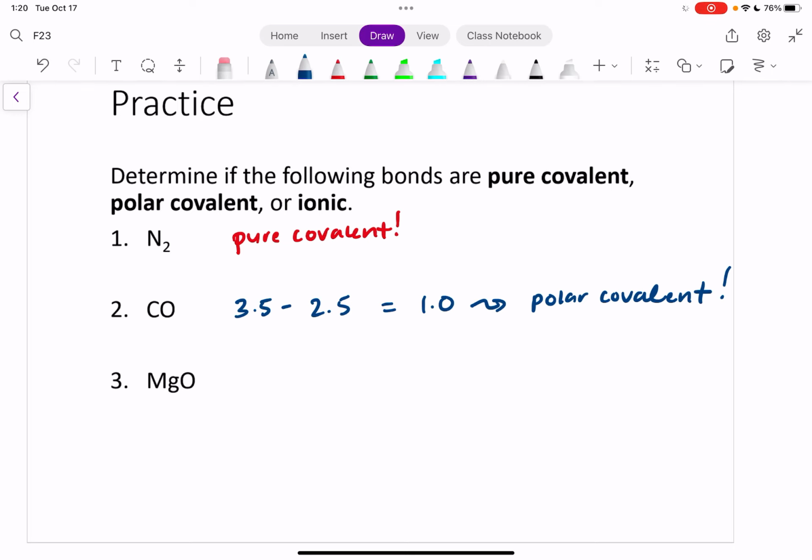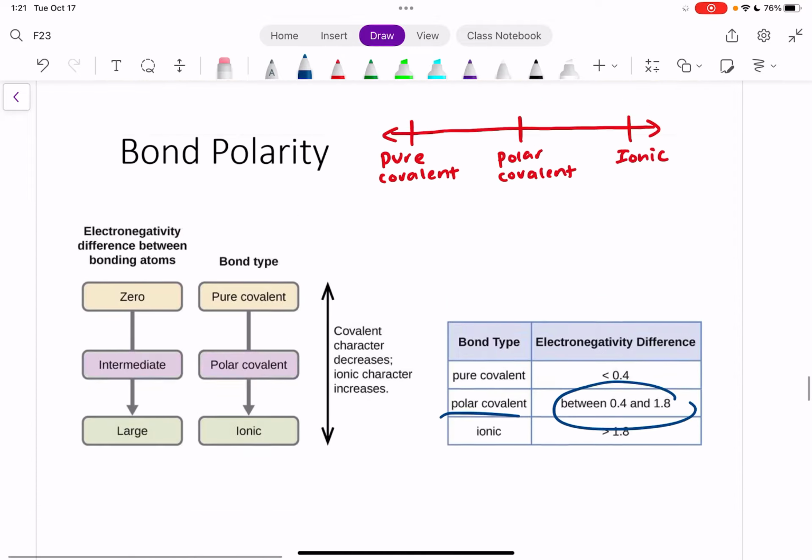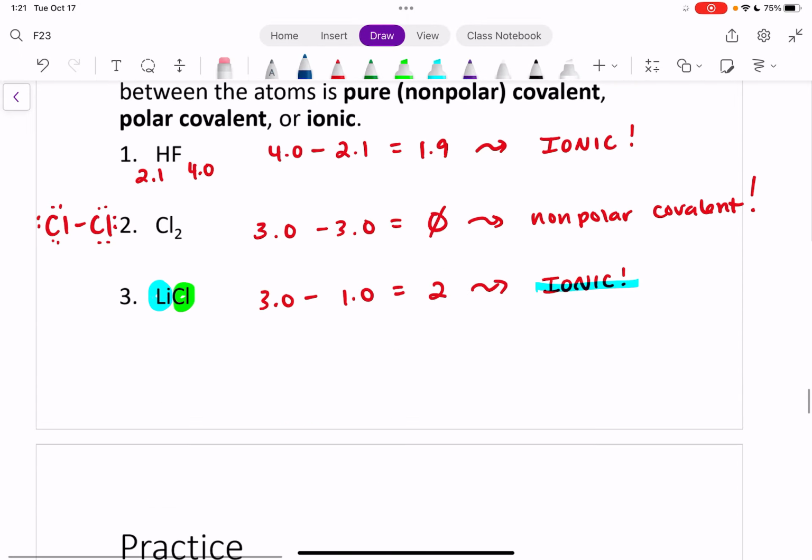All right, and then magnesium and oxygen. Looking at this, oxygen, non-metal. Magnesium, what's magnesium? Yeah, metal. So I'm already thinking it's probably going to be ionic, but let's just double check. Oxygen has a 3.5 electronegativity value, we said, and magnesium has a 1.2.